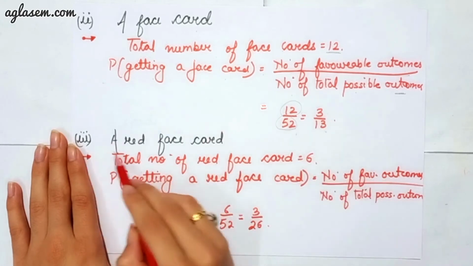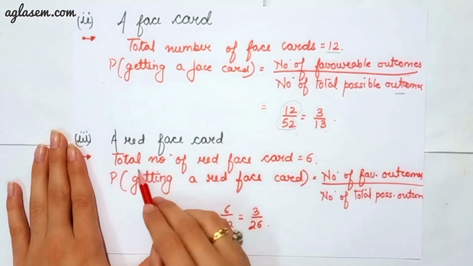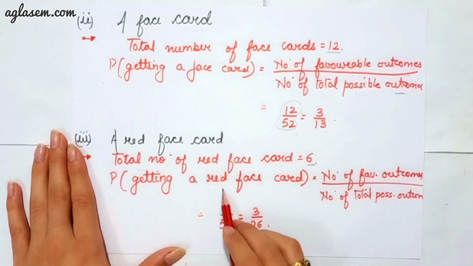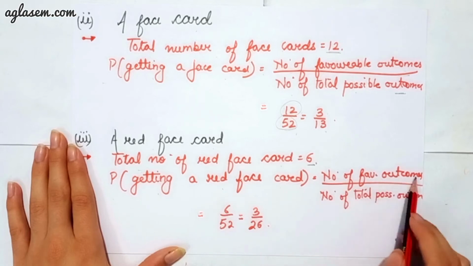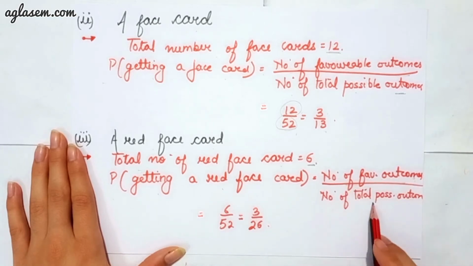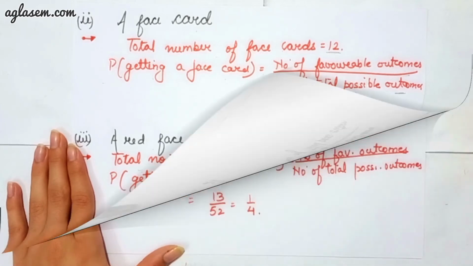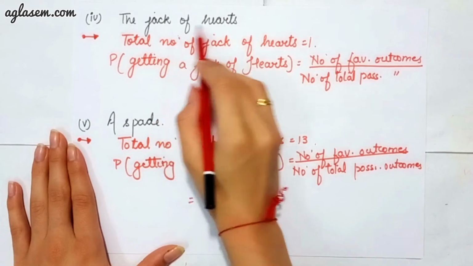Third part says a red face card. The total number of red face cards is 6. The probability of getting a red face card is the number of favorable outcomes divided by the number of total possible outcomes. Here the number of favorable outcomes is 6 and the number of total possible outcomes is 52, which will give you 3 upon 26.